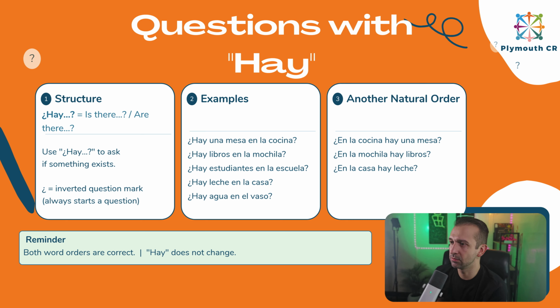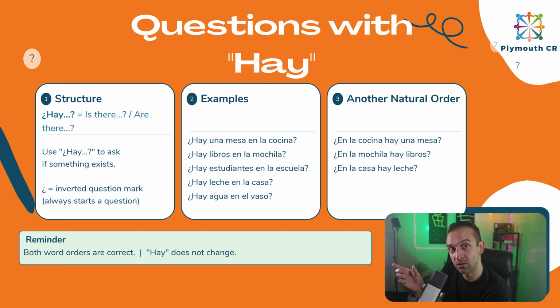Now, there is another natural order that we also use, and it's having the place where we want to know if there is something, then the word hay, and then the thing that we want to ask if there is in that place. So for example, number 3 says, en la cocina hay una mesa. En la cocina is the place. Hay is there. And then the thing that we're asking, right? Una mesa.